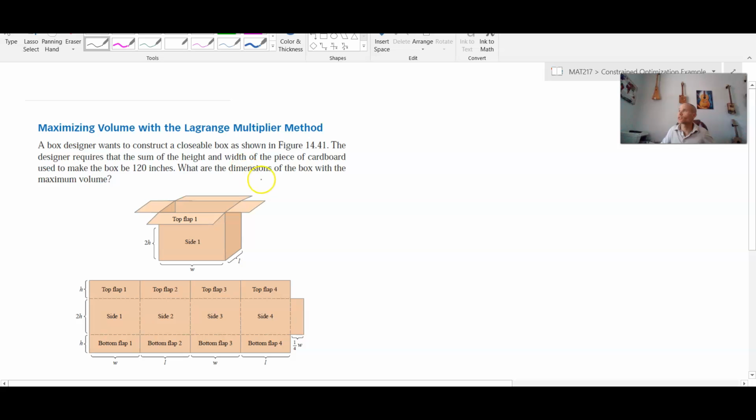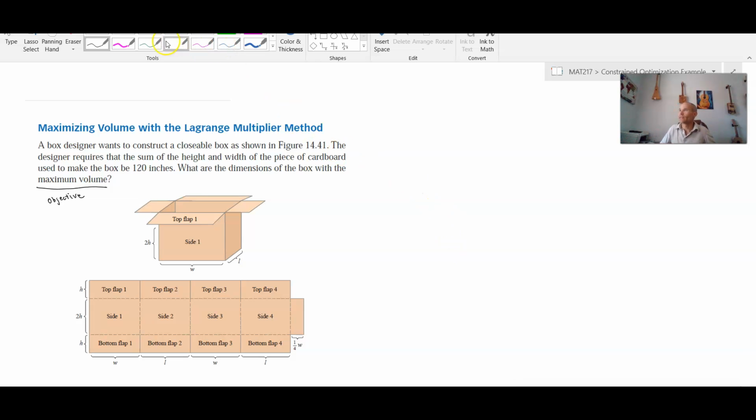Okay, so we see that this is a constrained optimization problem for two reasons. One, we want to find maximum volume. Okay, so there's our objective. What do we want to do? We want to maximize volume. But if we wanted to maximize volume, we could just get the biggest sheet of cardboard we could possibly find and fold it up and make the biggest box that we can think of.